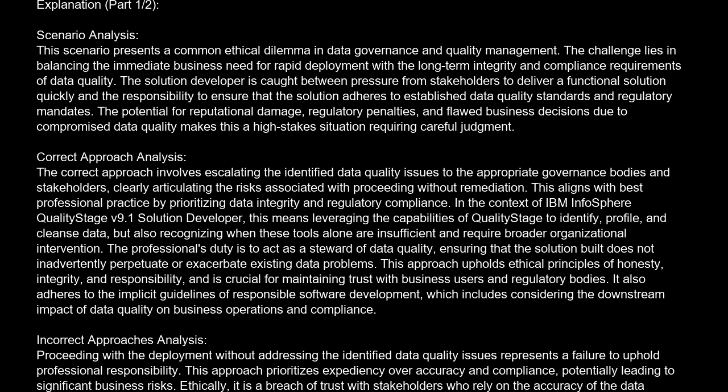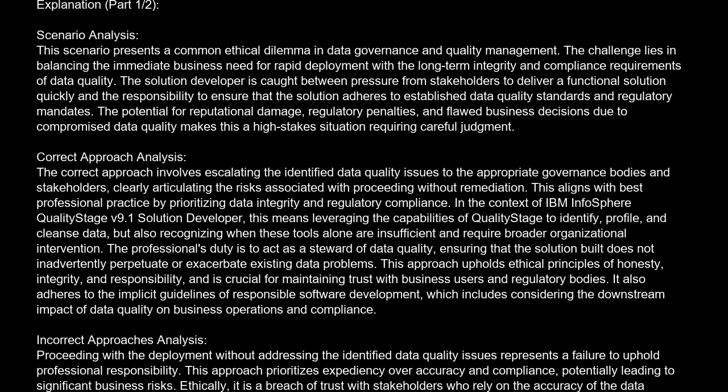Explanation. Scenario analysis. This scenario presents a common ethical dilemma in data governance and quality management. The challenge lies in balancing the immediate business need for rapid deployment with the long-term integrity and compliance requirements of data quality. The solution developer is caught between pressure from stakeholders to deliver a functional solution quickly and the responsibility to ensure that the solution adheres to established data quality standards and regulatory mandates. The potential for reputational damage, regulatory penalties, and flawed business decisions due to compromised data quality makes this a high-stakes situation requiring careful judgment.